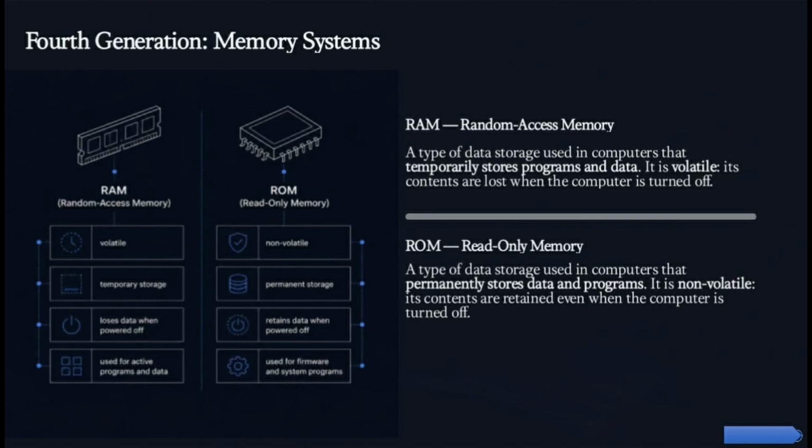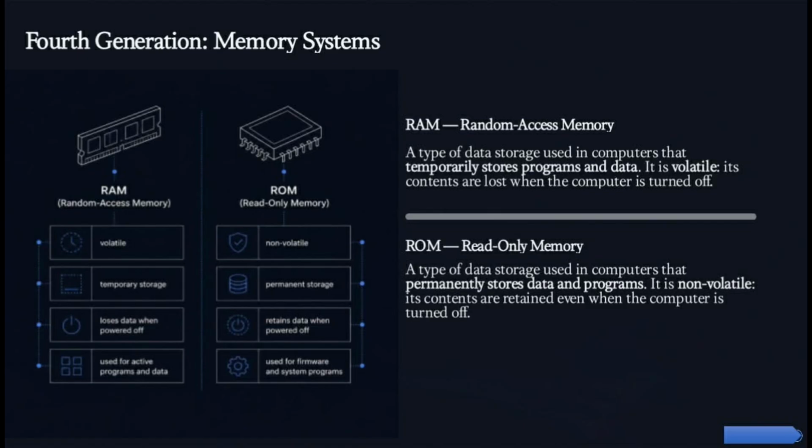Next is ROM or read-only memory. Unlike RAM, ROM is non-volatile. This means that the information stored in it remains even when the computer is turned off. ROM stores important instructions that help the computer operate. It is commonly associated with firmware and system instructions, which help hardware start and function properly. So if RAM is the computer's temporary workspace, ROM can be compared to a permanent instructions guide.